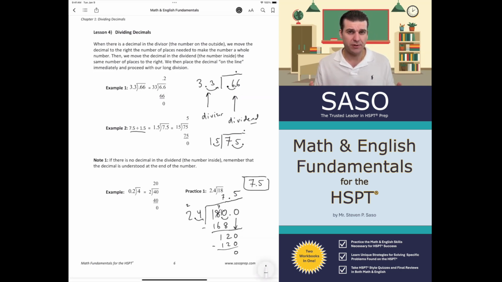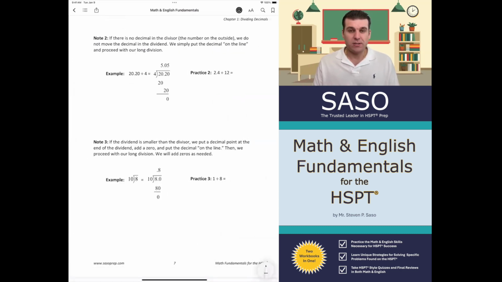I know dividing with decimals can be tedious. We're used to using calculators. Remember, you cannot use a calculator in the HSPT. So brushing up on this kind of work by hand is going to be really, really important. So our motto, hard work pays off, grind through these practice problems with me here. Make sure you can do them by hand. That's going to be really, really important. All right, let's go to the next page here.